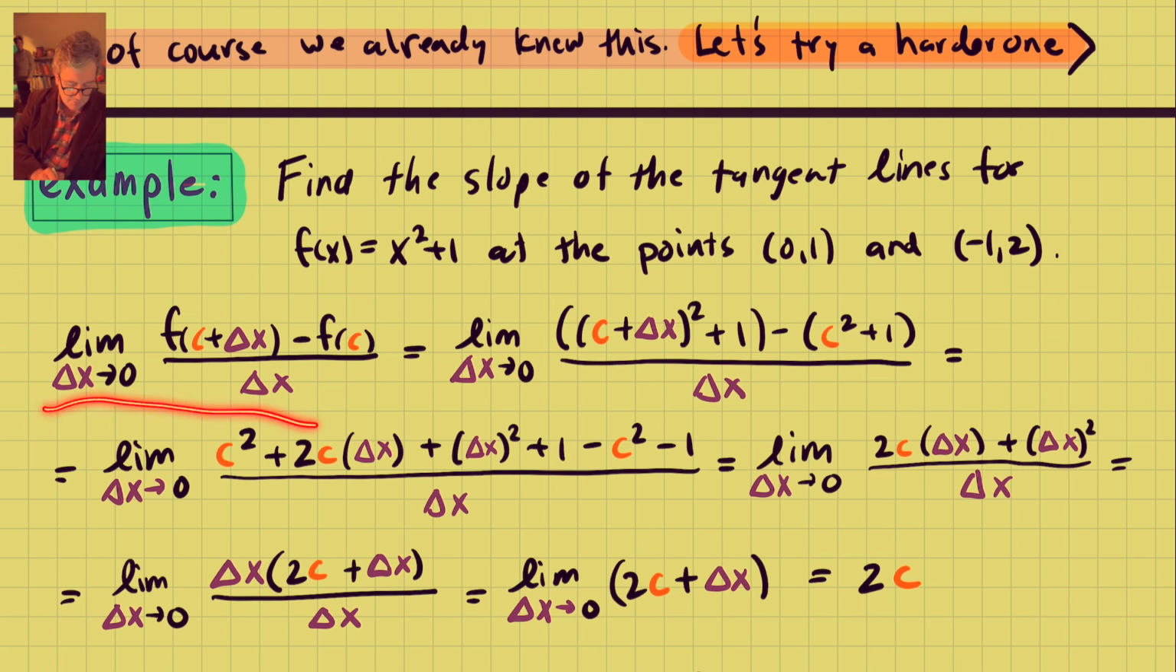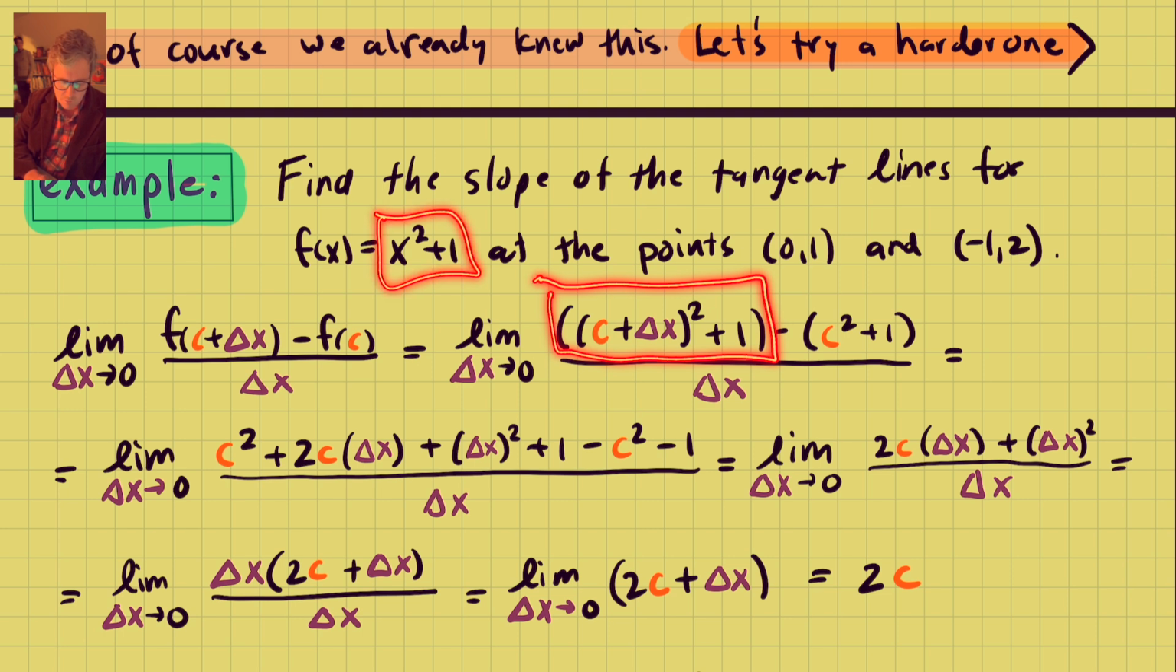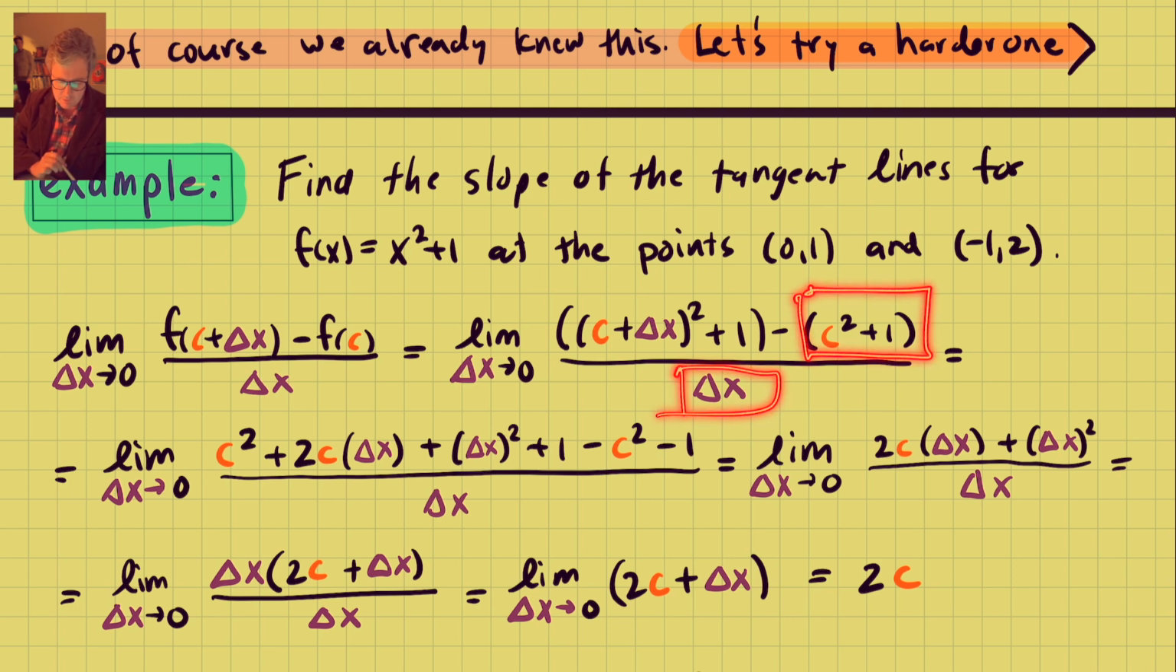Okay, so I start with the definition. The limit as delta x goes to 0 of f of c plus delta x minus f of c, divided by delta x. Now I'm going to plug in the function f here. First I get c plus delta x, squared, plus 1. Remember, the function is x squared plus 1, so I plug in c plus delta x for x. And then minus c squared plus 1, all divided by delta x.